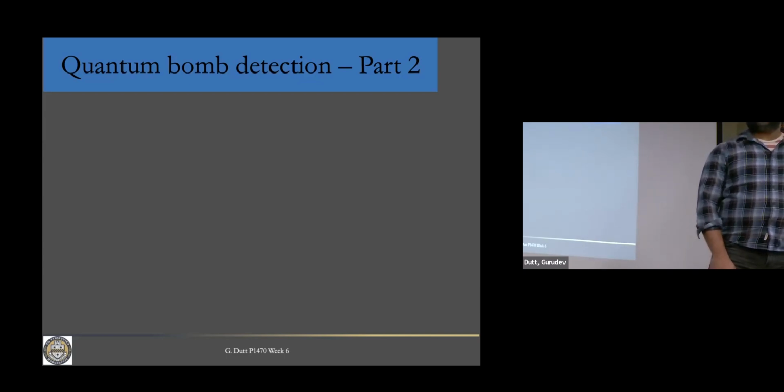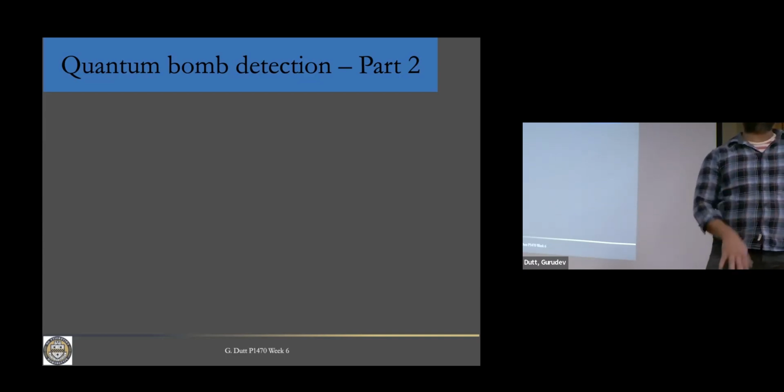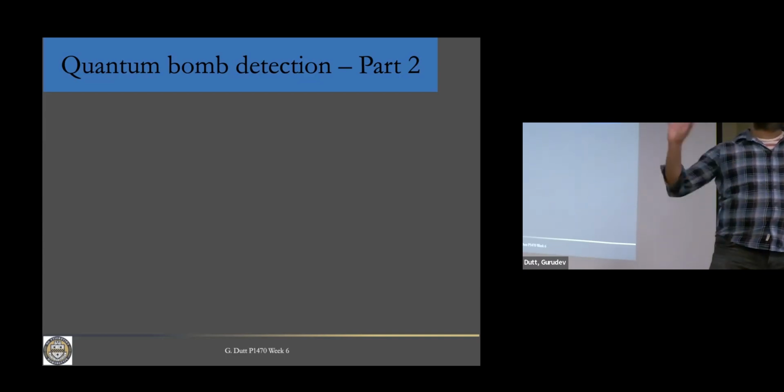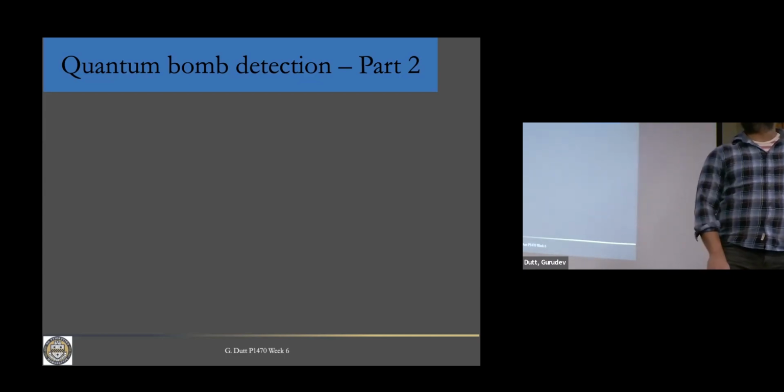So in the last maybe 10 minutes of the class, I wanted to go over quantum bomb detection again, but I don't want to go on unless I know that everybody's feeling comfortable with the material so far. Because now we're going to start putting it all together in a more cohesive way, but you have to follow along all the steps as we go. If you don't follow every step, we can always go over it.